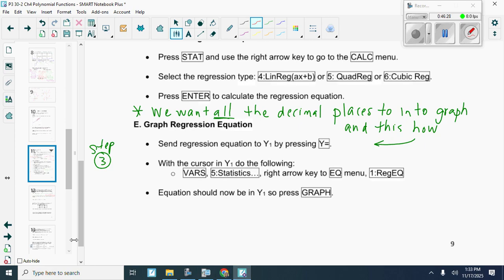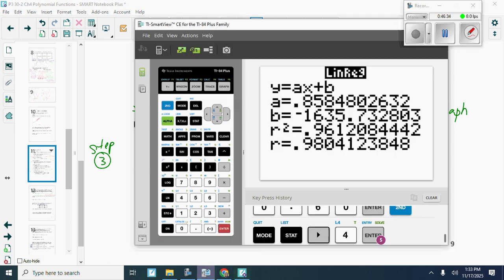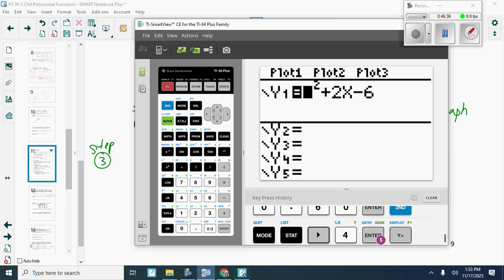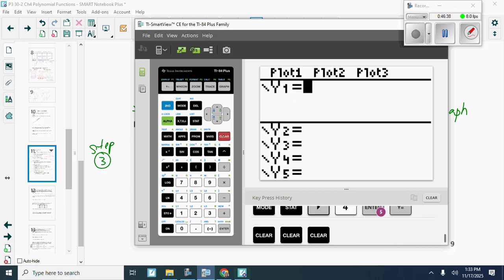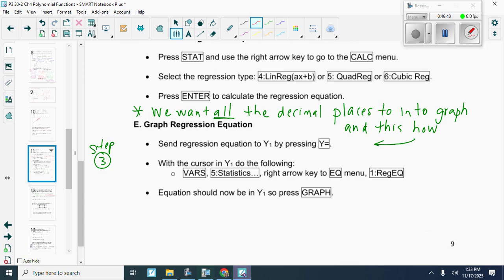So we have to send this equation to y1. Okay, so go ahead and press y1. Clear whatever was there before. If there was anything in your y1 equals, clear it. And you're going to put in that regression equation. Here's how you do it. Your notes walk you through it.